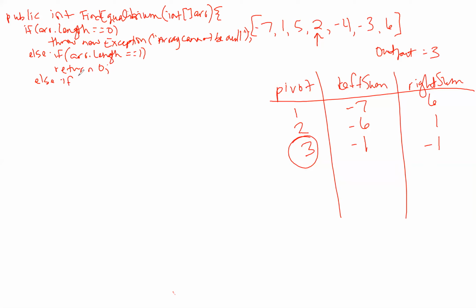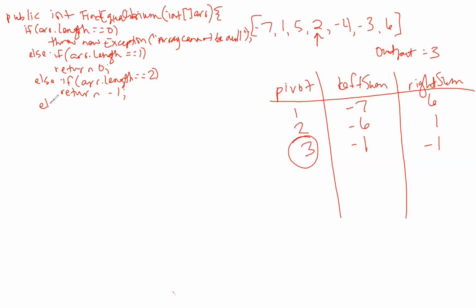And else if the array length is equal to 2, then there can't be an equilibrium because there's only 2 elements and there's nothing to divide them. And so we will return -1. Otherwise, we can go ahead and rely on our algorithm to do the rest of the checks for us.